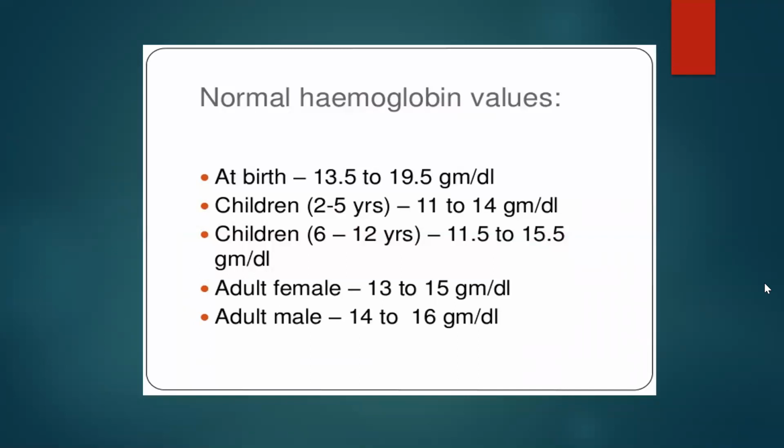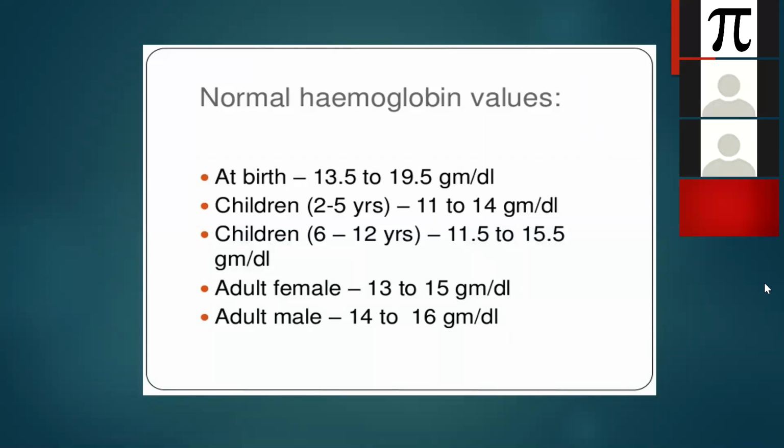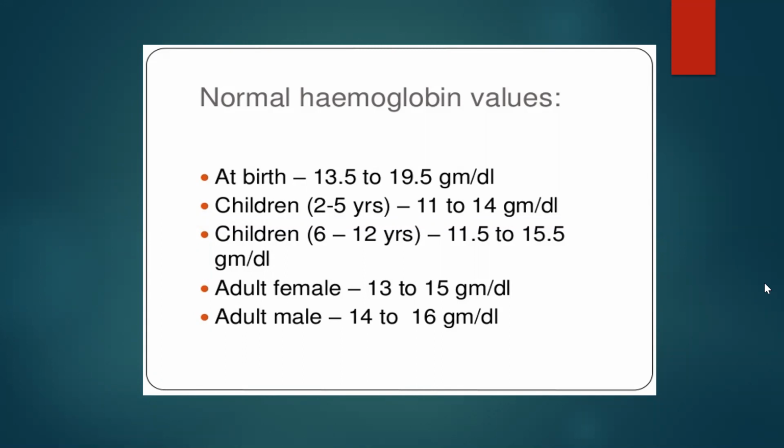Now what is this dL? dL is deciliter, like I said. Deciliter is also a unit, a unit to measure the hemoglobin value. So what is the value of an actual deciliter? Like I told you the value of micrometer, in the same way 1 deciliter is equal to 10 raised to power minus 1 liter. This is a very important thing.